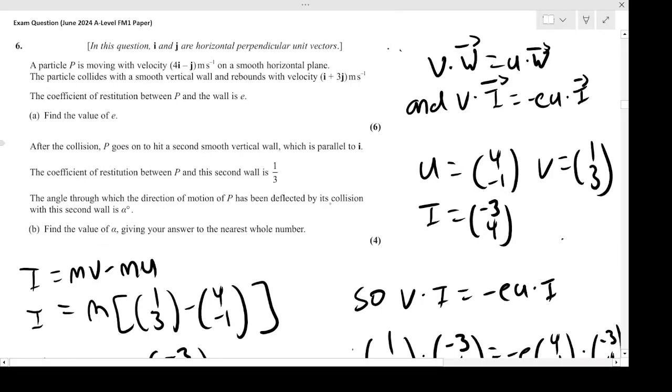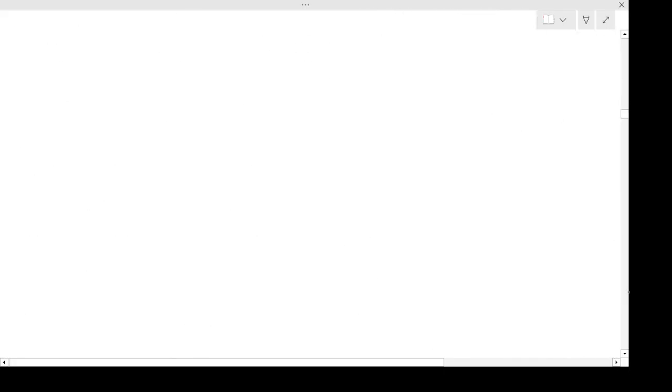Then we're told after the collision, P goes on to hit a second smooth vertical wall which is parallel to I. Now at this point, it's talking about a second collision. At this point, I'm probably going to want to draw a diagram to help me out here. Now, as for the first collision, as I discussed, it's going to be an awkward wall. It's going to be slanted. So to help me visualize that, I'm going to consider my two velocities here before and after the first collision. So let's do it down here. Remember, u was (4, -1).